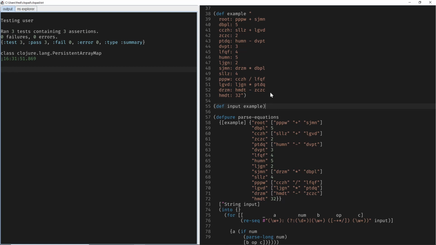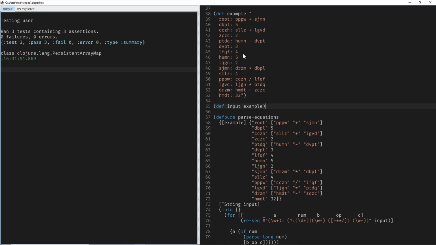Today we're given a bunch of equations like db equals 5 or root equals pp plus sj, and the question is, what is the value of root? So for pp we also have to evaluate an equation, and for sj we also have to evaluate the equation, so that will turn out to be simple tree recursion.